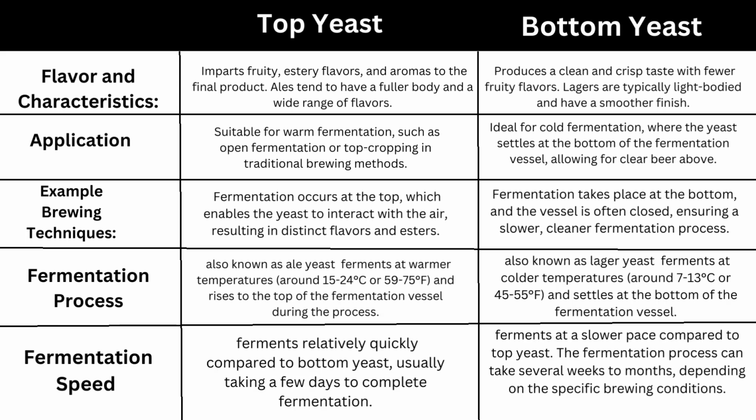Fifth, fermentation speed. Top yeast. Top yeast ferments relatively quickly compared to bottom yeast, usually taking a few days to complete fermentation. Bottom yeast. Bottom yeast ferments at a slower pace compared to top yeast. The fermentation process can take several weeks to months depending on the specific brewing conditions.